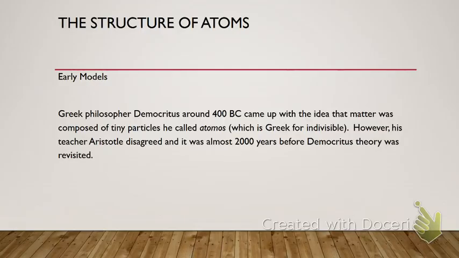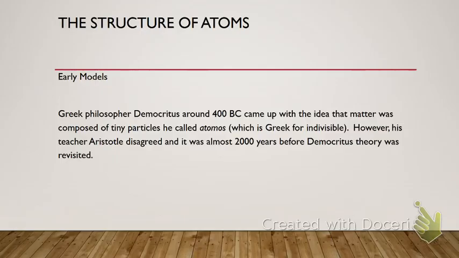However, he was a student of Aristotle, also a Greek philosopher who just sat around thinking about stuff. Regardless of whether they had information to back this up, Aristotle disagreed with Democritus. And because he was the teacher and Democritus was the student, it was almost 2,000 years before anybody revisited the idea that we had these atoms. Actually, Aristotle believed that all of the matter in the world was made up of 4 elements: earth, water, air, and fire.